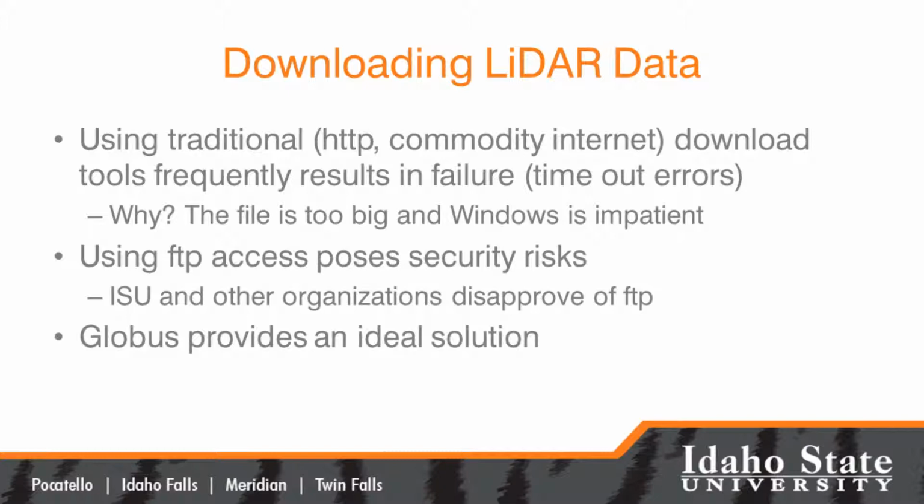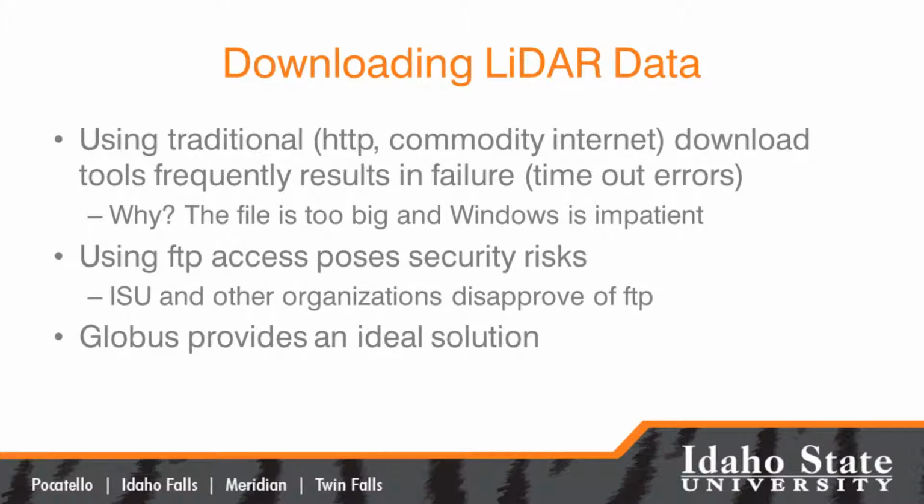The browser that you're trying to download with would time out, and that's kind of built into Windows. The files are simply too big, and well, we could say Windows is impatient. Using FTP access, however, would probably work to allow the file to move from our servers to your workstation. However, that also poses some security risks. Idaho State University and other organizations more or less disapprove of general or standard FTP, so we really don't have that as an option to move those files.